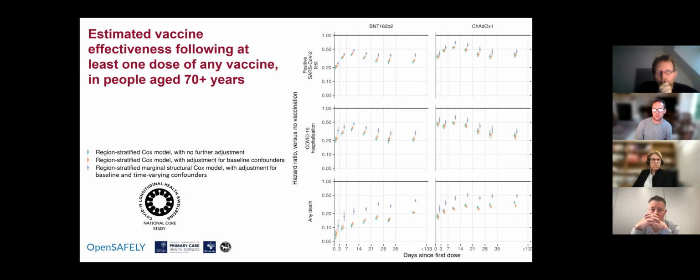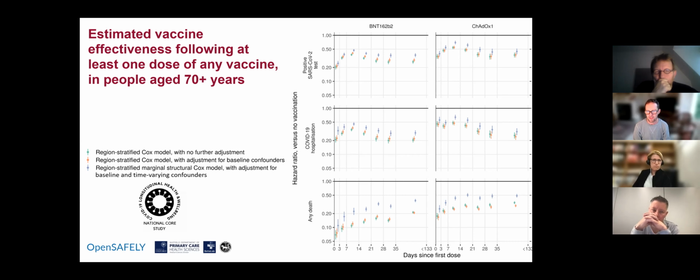That turns out to be really important in the time-varying approach when you estimate vaccine effectiveness. So this is a busy slide, but I'll quickly take you through it. The green points are region-stratified Cox models with no further adjustment. Orange is adjustment for all the baseline confounders, which you can see makes some but modest difference. And the blue is adjustment for both baseline and time-varying confounding.